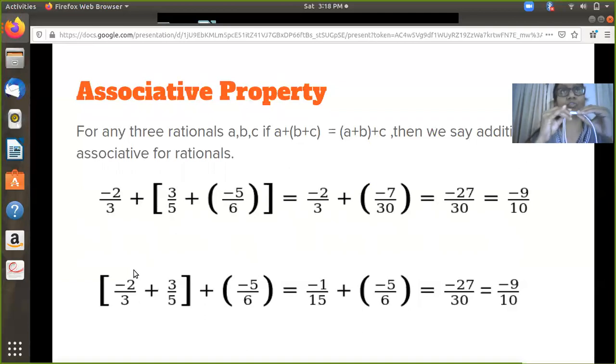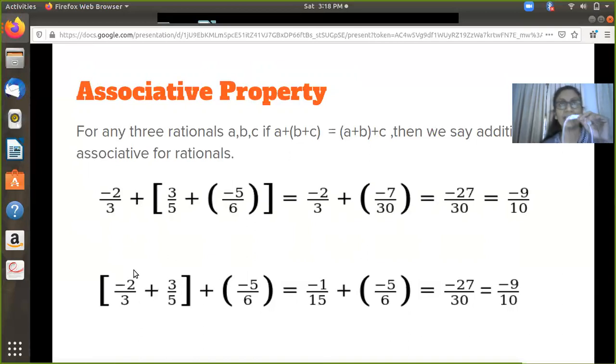Again, now in the place of two rationals, because it is an associative property, minimum we must have three rationals with us. I have chosen negative 2 by 3, 3 by 5, and negative 5 by 6. And I'm trying to associate the left hand side now. So I take the first rational as it is, negative 2 by 3. I associate B and C, that is positive 3 by 5 and negative 5 by 6. Try to add them. I'm getting a negative 7 divided by 30. So this is the sum of B and C, which in turn is added to A. And hence after the addition, I see that I'm getting a negative 27 by 30, or in other words, negative 9 by 10.